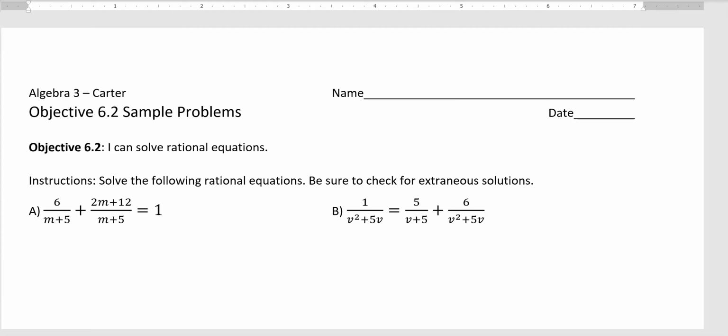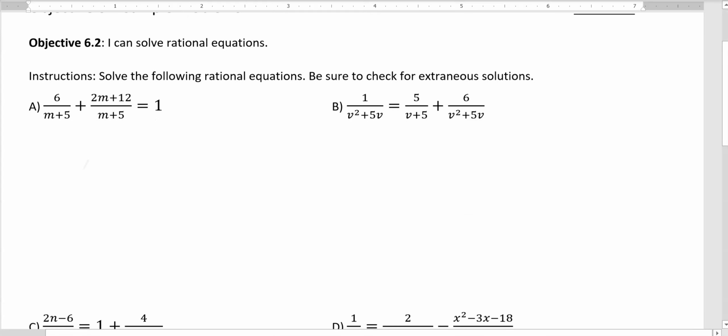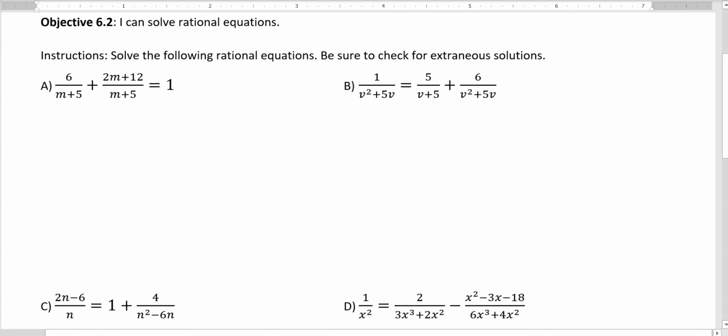Yes. And welcome to our Objective 6.2 sample problems. Objective 6.2 says I can solve rational equations, and that, my friends, is what we are going to do today. Let's dive right in. So we want to solve these equations. Be sure to check for extraneous solutions.